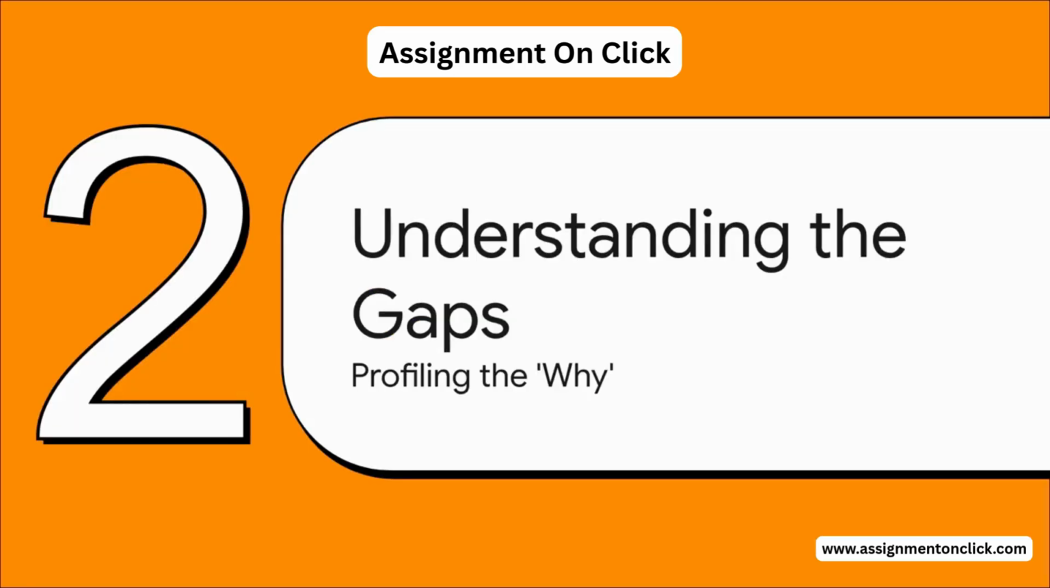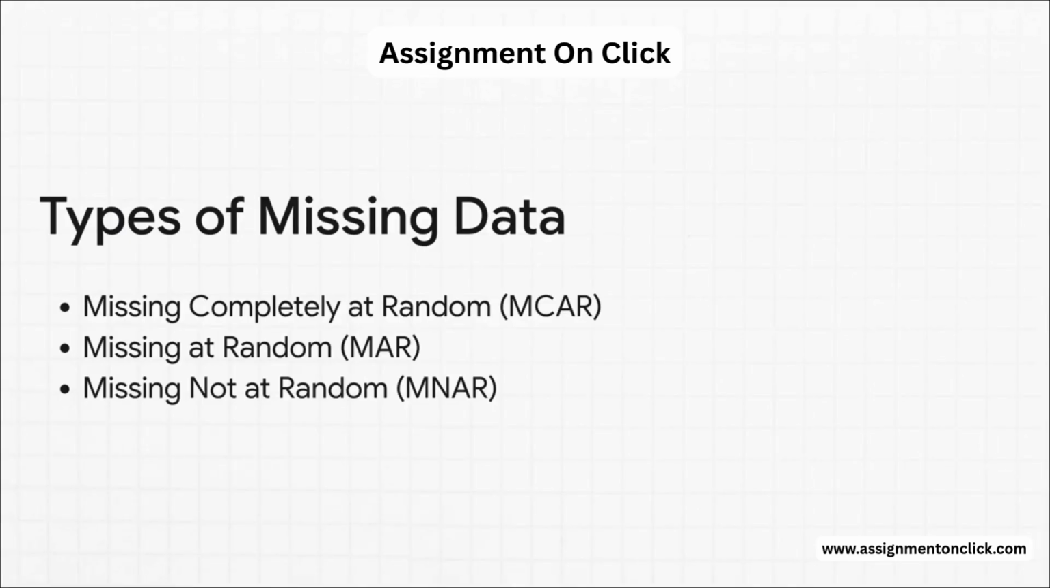So, before any good detective acts, what do they do? They investigate the scene, right? For us, that means we need to understand the different types of gaps we might find. We've got to ask, why is the data missing in the first place? Data scientists basically classify missing data into three main types. The first is missing completely at random, or MCAR, where the gap is just pure chance. Second is missing at random, MAR, where the fact that it's missing is related to another variable. And the third, the trickiest one, is missing not at random, or MNAR, where the reason it's missing is connected to the value itself. Knowing which one you're facing is absolutely key.